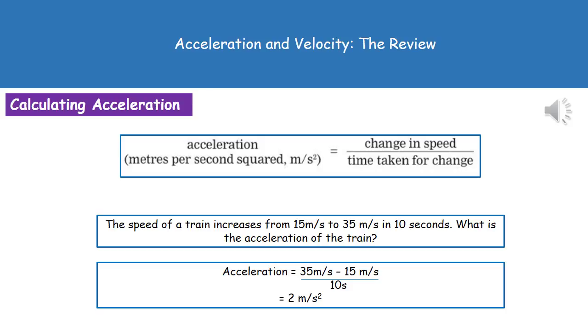So to give you an example of the kind of question you might get there, the speed of a train increases from 15 meters per second to 35 meters per second in 10 seconds. What is the acceleration of the train? So all we need to do there is first of all work out our change in speed. So that's going to be 35 minus 15, which gives us 20 meters per second, and then we divide that by our time, which is 10 seconds. So 20 divided by 10 gives us the acceleration of 2 meters per second squared.